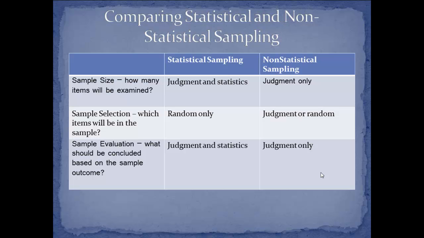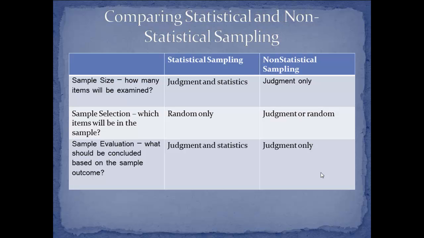For sample selection, or which items will be included in the sample, if you're doing statistical sampling, only random selection of the sample is allowed. If you're doing non-statistical sampling, the auditor can decide which ones to choose. They can be done randomly, or there can be a combination. You should realize that if you as an auditor go to a drawer or a file that contains check numbers and draw them out, even if you say that you don't care which ones are in the sample but you just selected 15, it's considered judgmental selection.